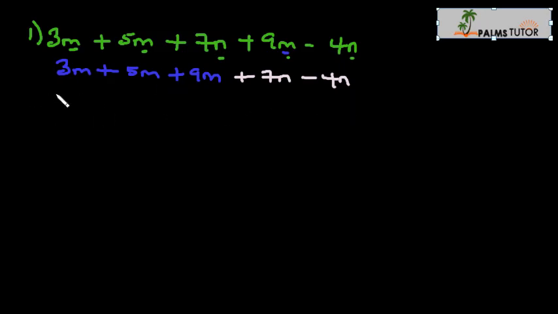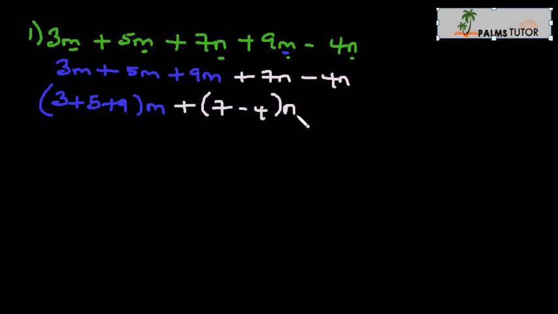Now for this one, I have 3. Be conscious of the sign in front. 5, then plus 9. Put them in a bracket and write out your variable. Then plus the coefficients of these two, I have plus 7; you don't need to write the 7. Plus 7, then minus 4. Then you put n in the bracket.